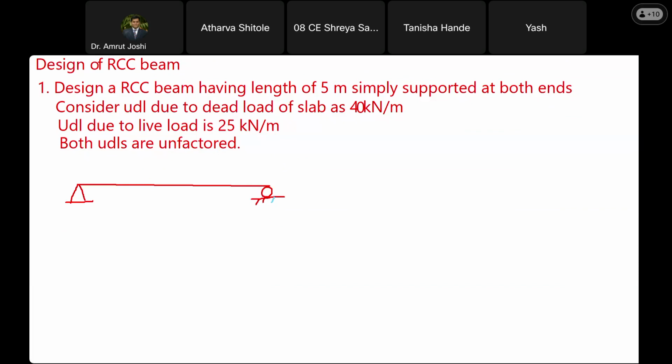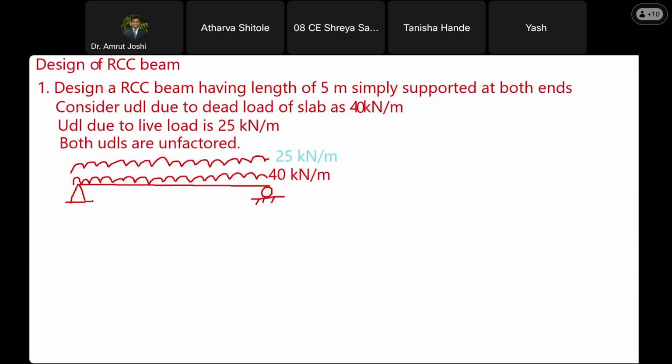So let me draw those UDLs first. If I draw the first UDL, and the second UDL, how much is the first UDL? That is due to the self weight of the slab, and that is 40 kilonewton per meter. So this UDL is 40 kilonewton per meter. Are you with me? Yes, sir. And how much is the next UDL? Live load, that is 25 kilonewton per meter. So what is the total UDL acting on a beam at a given time? Due to dead load, it is 40. Due to live load, it is 25. So it is 40 plus 25 kilonewton per meter, that is 65 kilonewton per meter. Are you with me? Yes, sir.